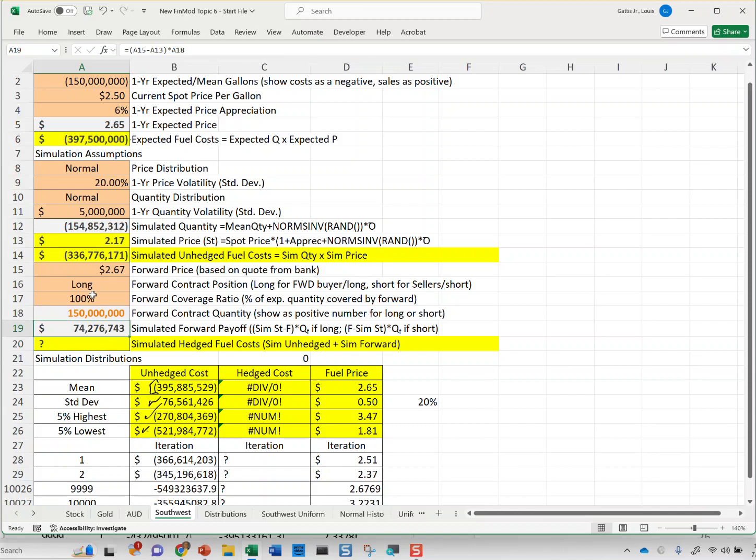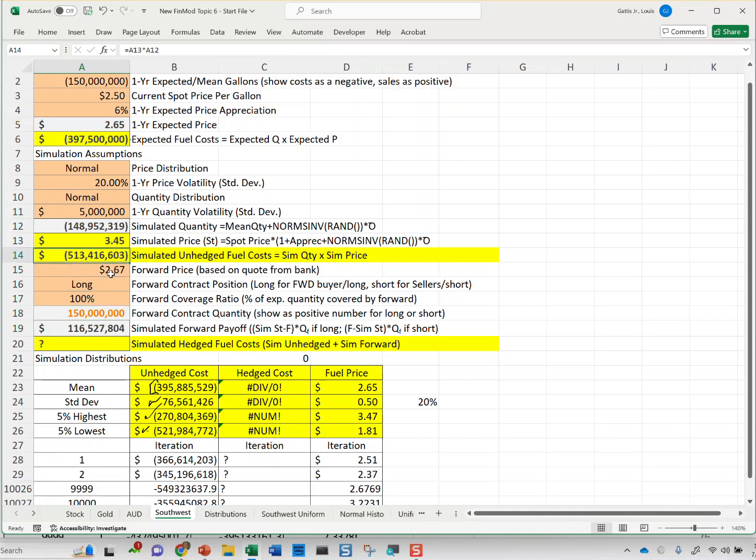Now, let's hit F9 a few more times, take a few more examples. Oops, I got those in the wrong order. Sorry about that. It's ST minus F. ST, where's ST? That is the simulated price minus the 267. I'm glad I made that mistake because I want to show you this. If you read this note right here, the simulated payoff for long is ST minus F times Q. If they're short, it's F minus ST times Q.